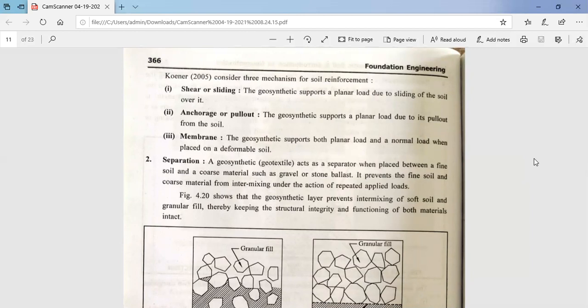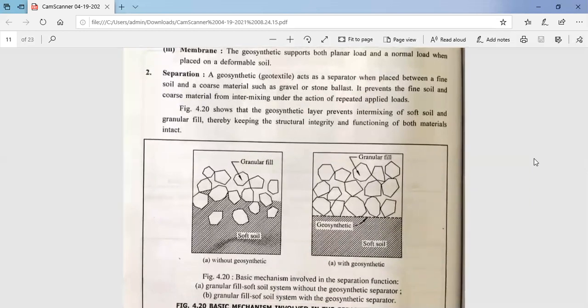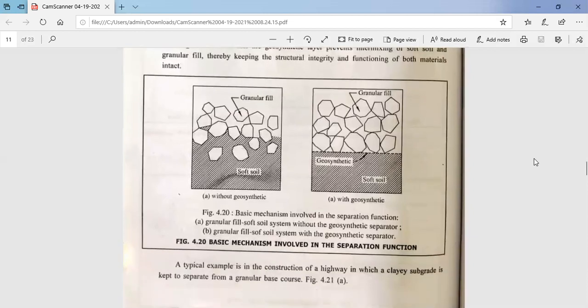Second is separation. A geosynthetic or geotextile acts as a separator when placed between a fine soil and a coarse material such as gravel or stone ballast. It prevents the fine soil and coarse materials from intermixing under the action of repeated applied load. This figure shows a geosynthetic layer which prevents intermixing of soft soil and granular fill, thereby keeping the structural integrity and functioning of both materials intact.